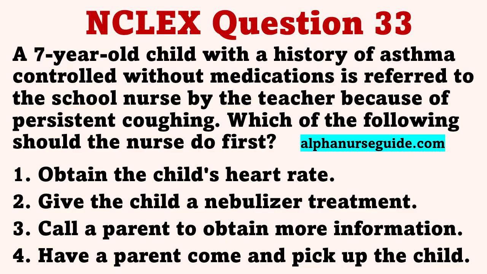The correct answer is 3. Because persistent coughing may indicate an asthma attack, and a 7-year-old child would be able to provide only minimal history information. It would be important to obtain information from the parent. Although determining the child's heart rate is an important part of the assessment, it would be done after the history is obtained. More information needs to be obtained before giving the child a nebulizer treatment.